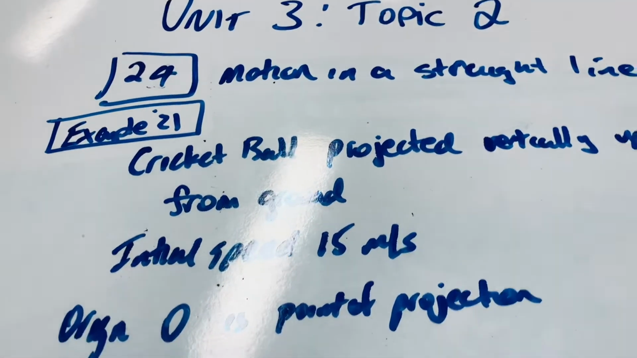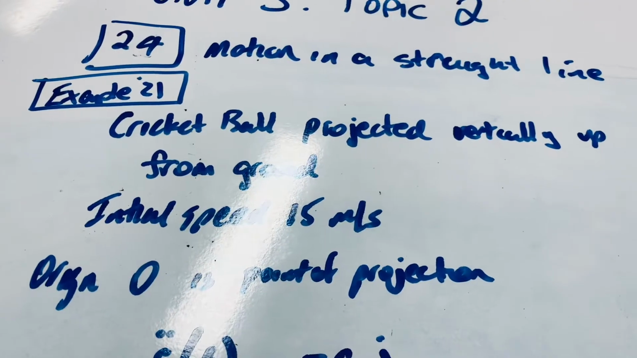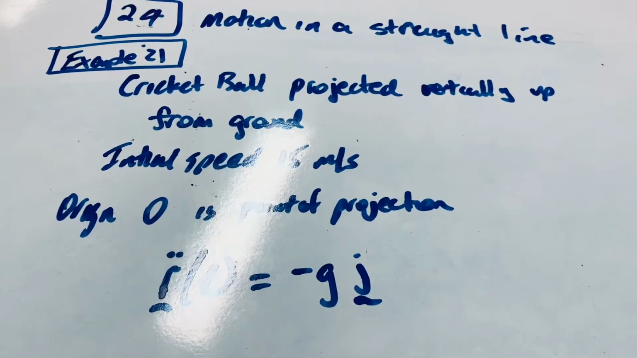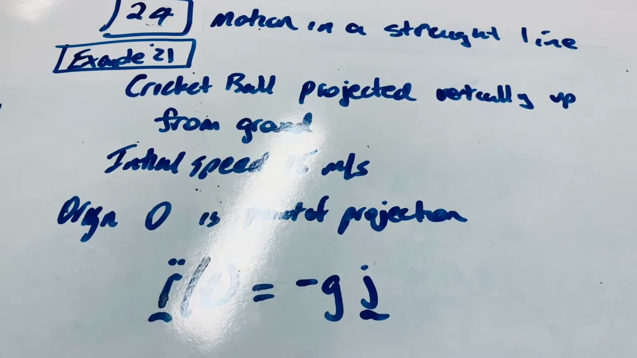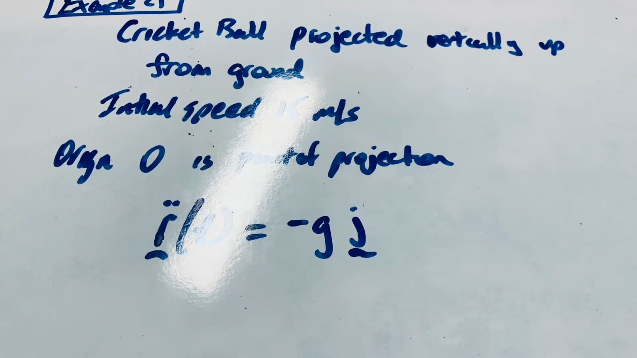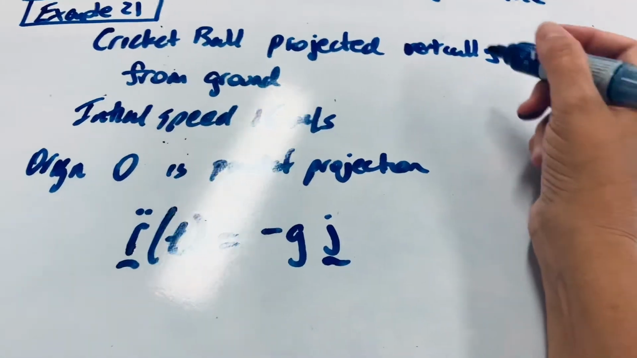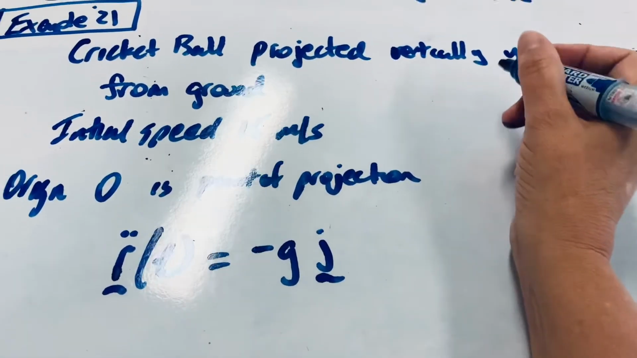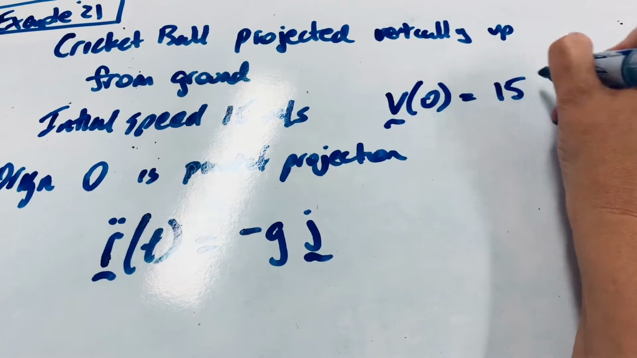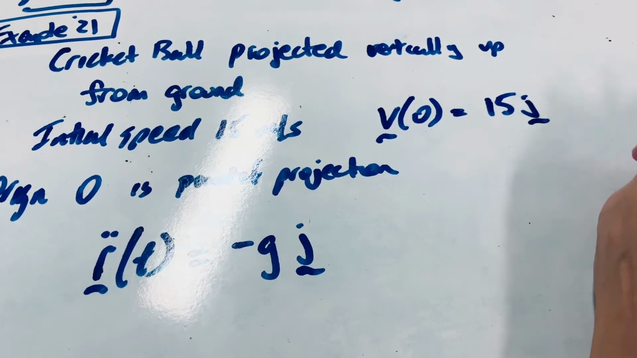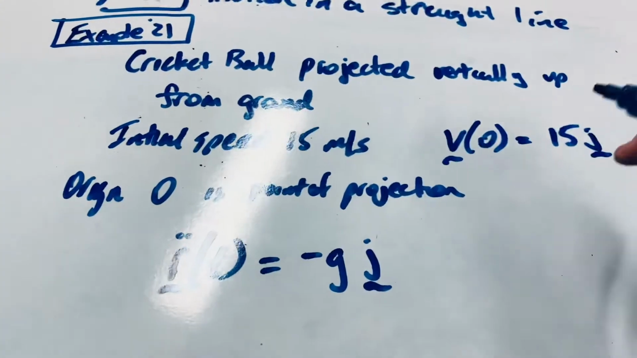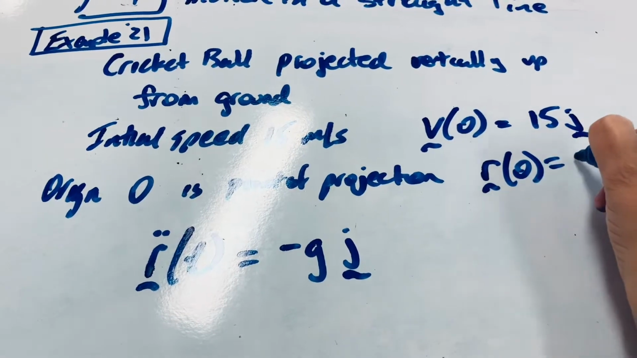I'm going to go through example 21, which is about a cricket ball projected vertically up from the ground with an initial speed of 15 metres per second. The origin is the point of projection, and the acceleration is negative j. The j is obviously the vertical direction. So that initial velocity, v at time 0, is 15j. Our origin is our point of projection, so our initial position is 0.